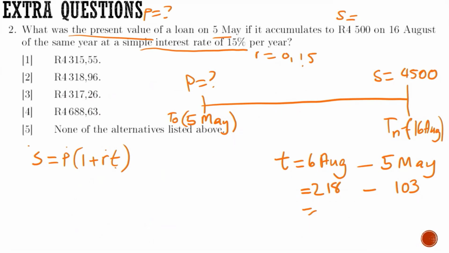Let me see how much I get this side. I've got 218 minus 103. This is going to be equal to 115. Okay, so this is going to be equal to 115. I hope I've got that correctly.